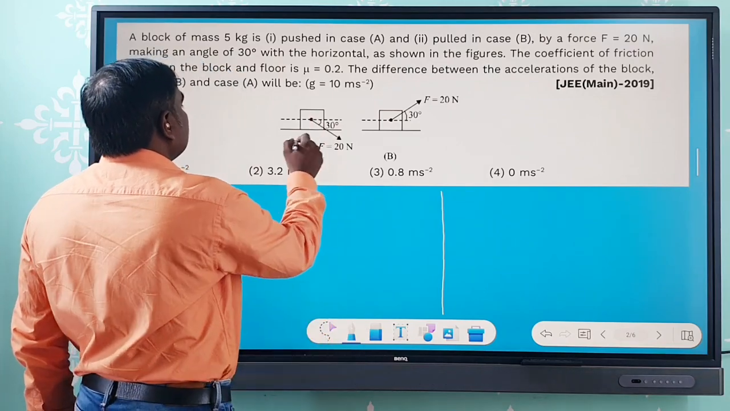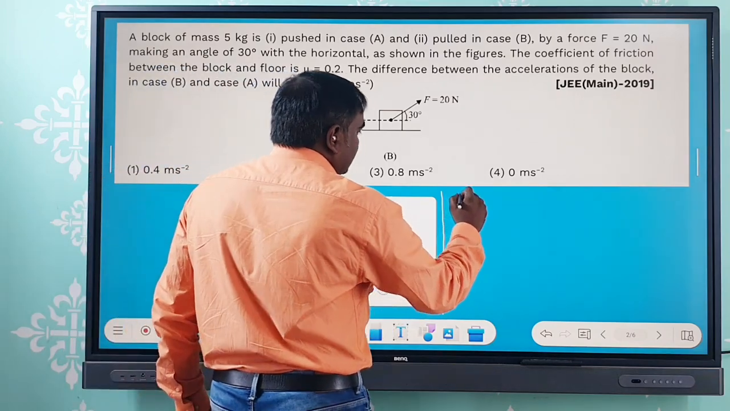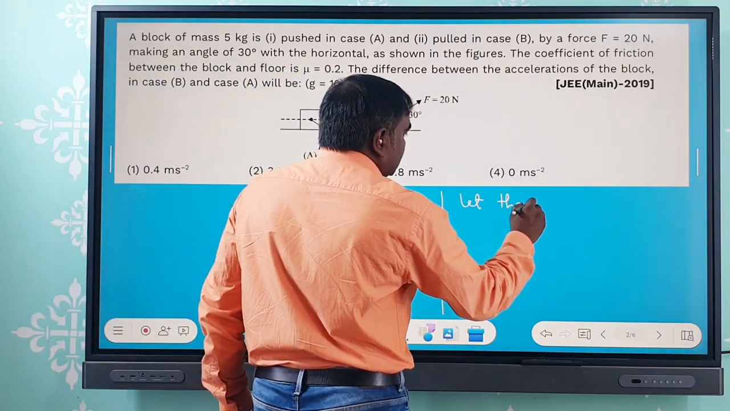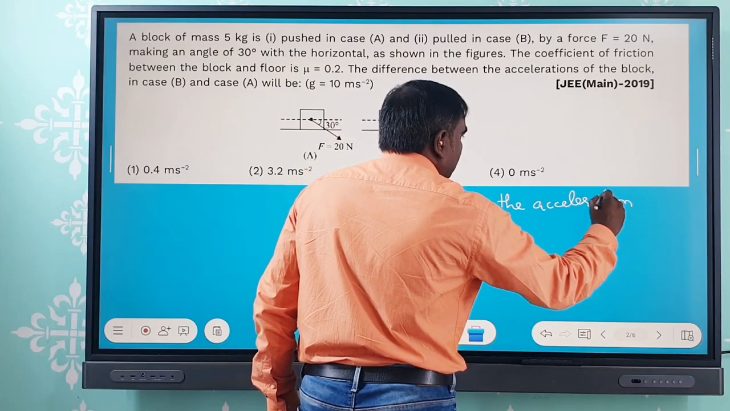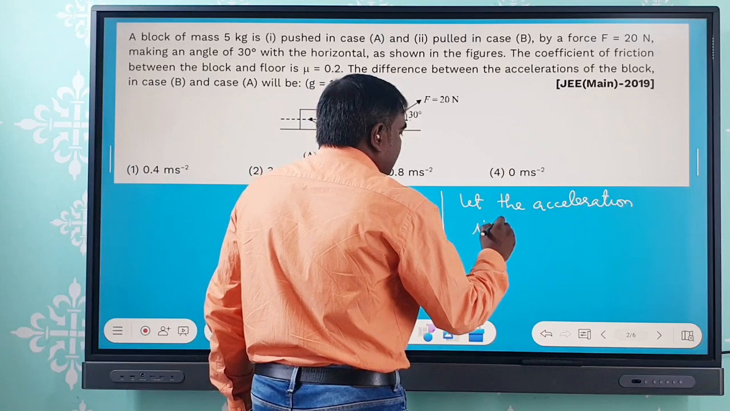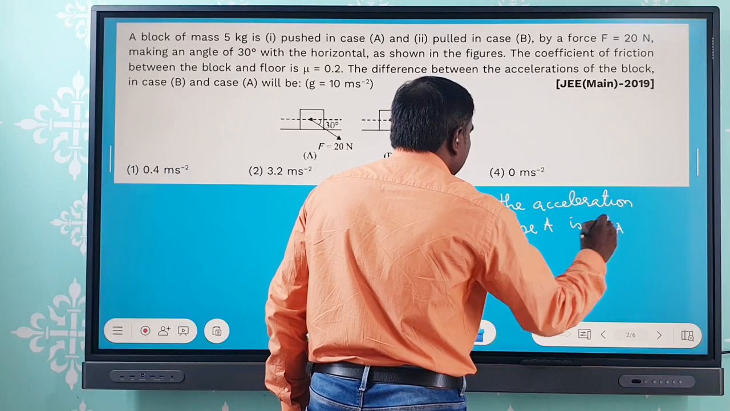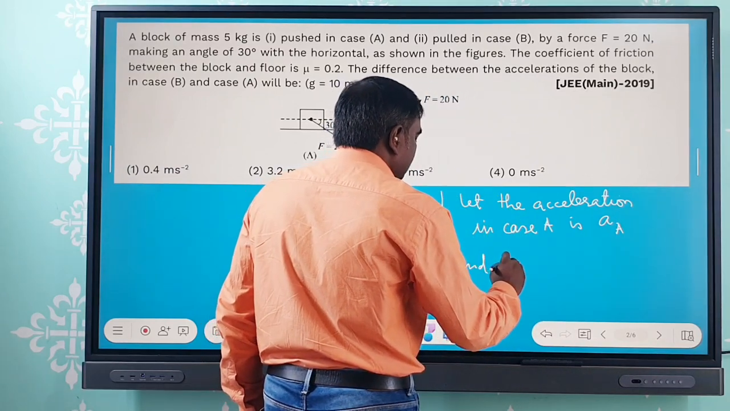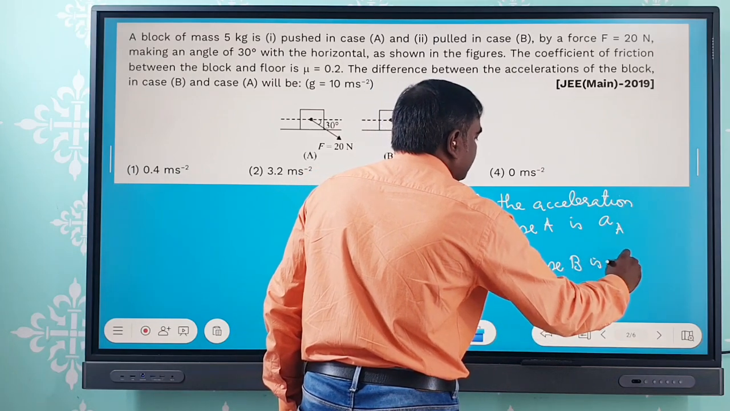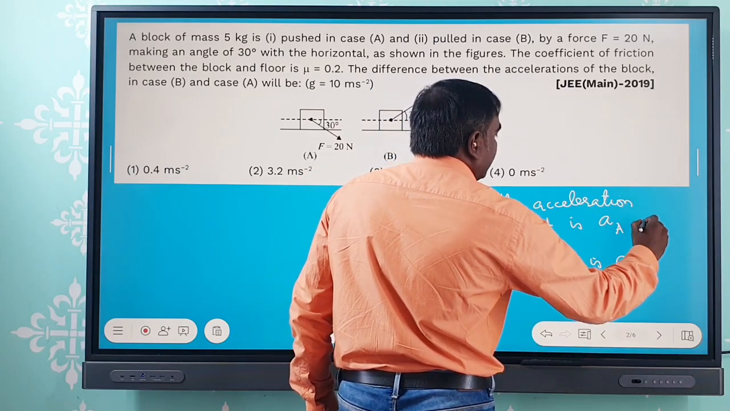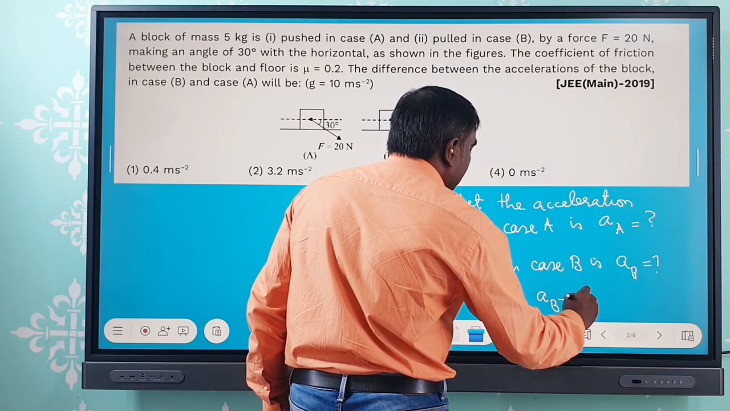Let the acceleration in case A be AA and in case B be AB. So you have to find AA and AB, then you have to get the difference AB minus AA.